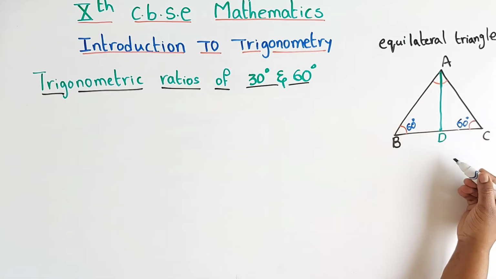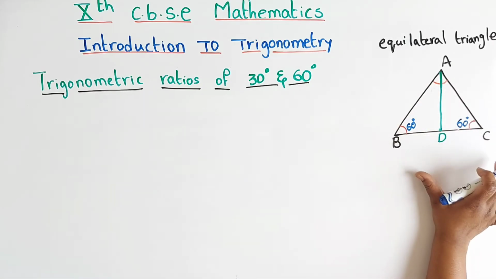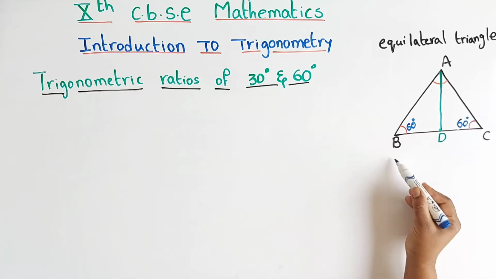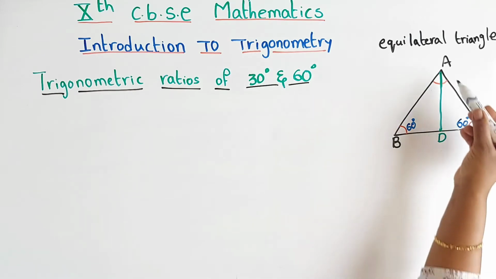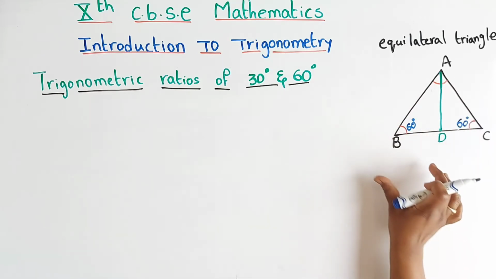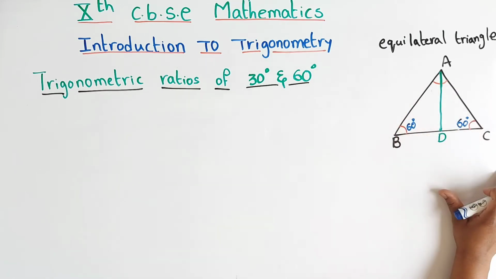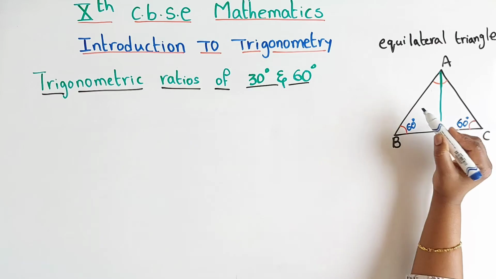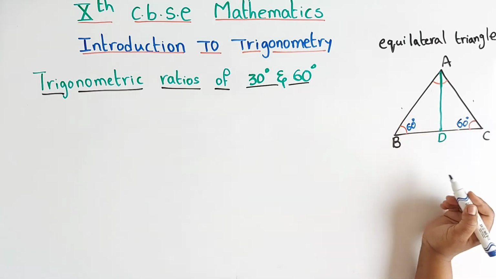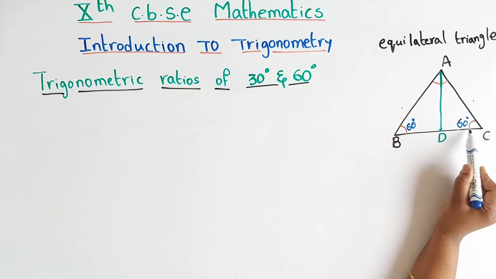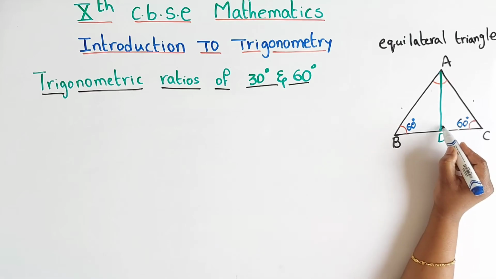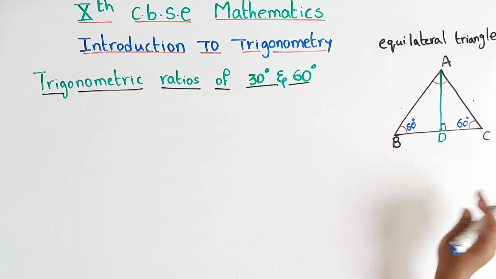AD is perpendicular to line BC. Right, children? Now compare triangles ABD and ADC. Observe carefully, the total big triangle is an equilateral triangle. That means this side and this side are equal. Here you see 60 degrees and 60 degrees. We are drawing a 90 degrees perpendicular, which means this angle and this angle are equal.